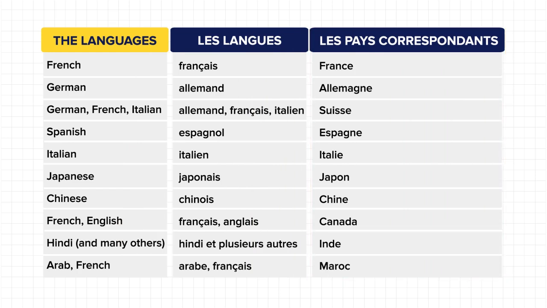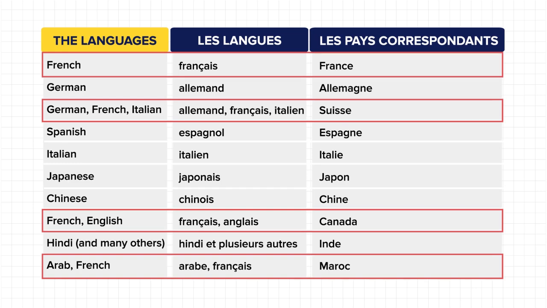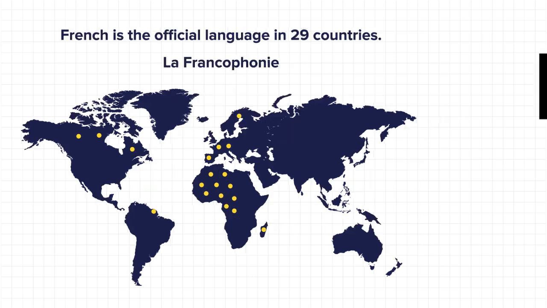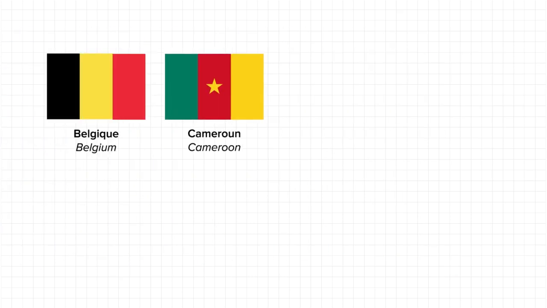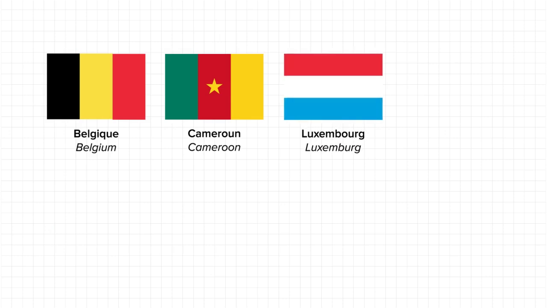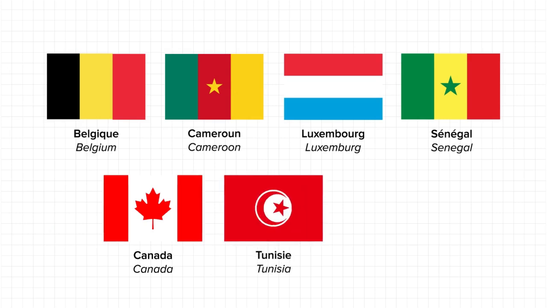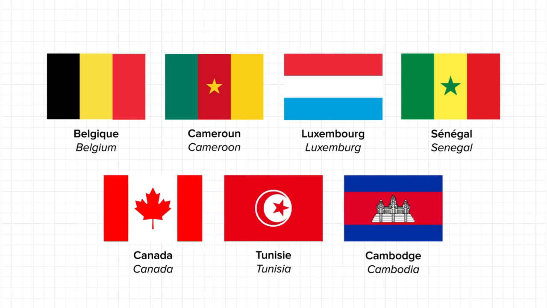In this table, can you see that French is spoken not only in France but also in other countries like Canada, Switzerland, and more. French is actually the official language in 29 countries. These countries belong to the community of French speaking countries in the world, which are known as La Francophonie. Now, some of the Francophone countries are Belgique, Cameroon, Luxembourg, Senegal, Canada, Tunisia, Cambodia, etc.